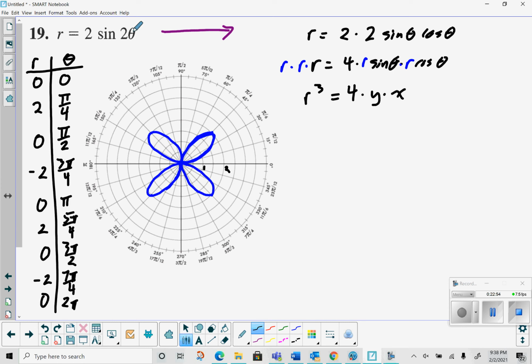Now we need to get rid of the r. That'd be great if that were either r squared, or if we had r squared squared, r to the fourth. You know, any even multiple of r would be good. What happens here if we square both sides?